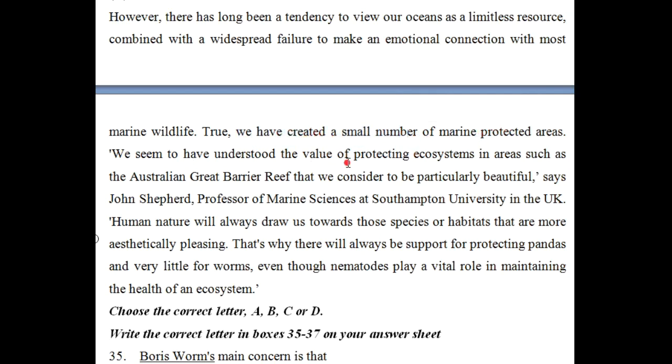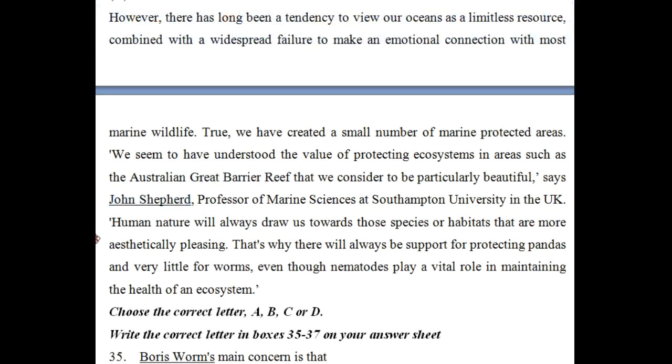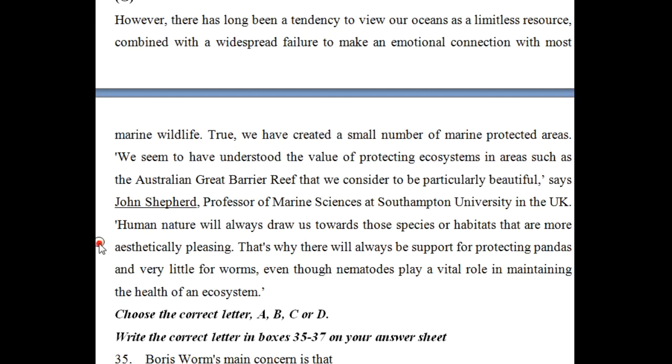We seem to have understood the value of protecting ecosystems in areas such as the Australian Great Barrier Reef that we consider to be particularly beautiful. Again, it's the past they're talking about. Says John Sheffer. Oh, John Sheffer, you see, this is one more line that you have underlined. So what you have to do here, you have to give a hint, because in the next question type there is a question on John Sheffer. So I will keep it here so that it can remind me when I finish this question type. Fine, so that was John Sheffer, professor.